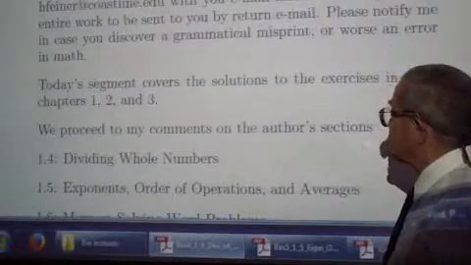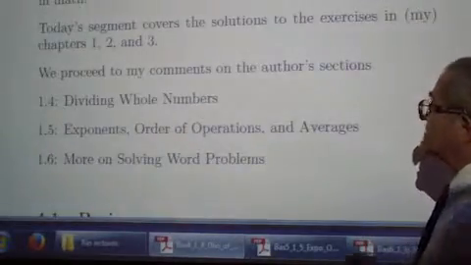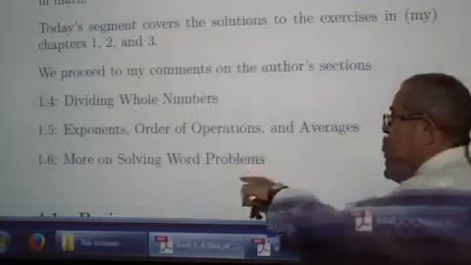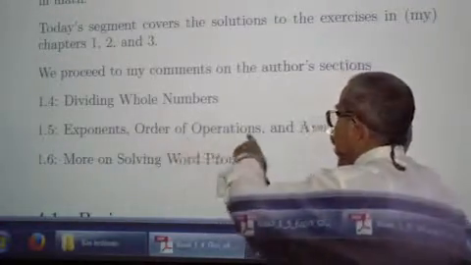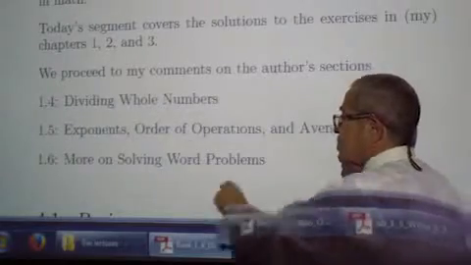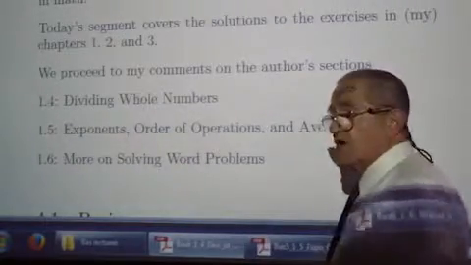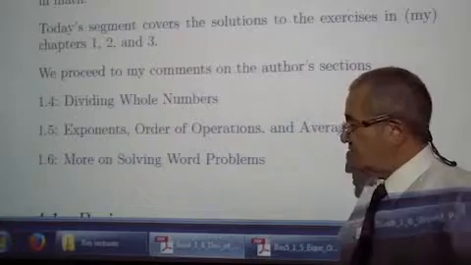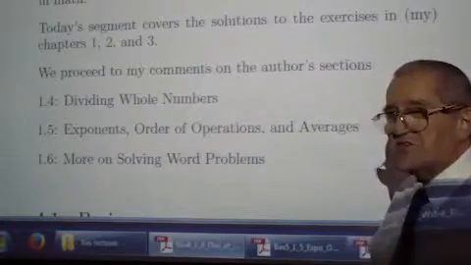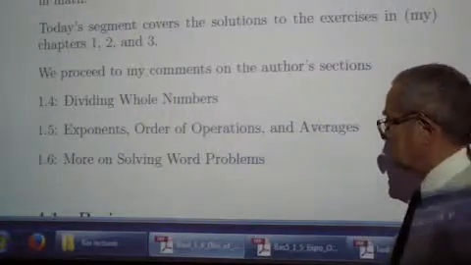And we proceed with dividing whole numbers. We will also do section 1.5, exponents, order of operations, and averages. And section 1.6, more on solving word problems. Yeah, word problems. Oh, you love word problems, don't you?